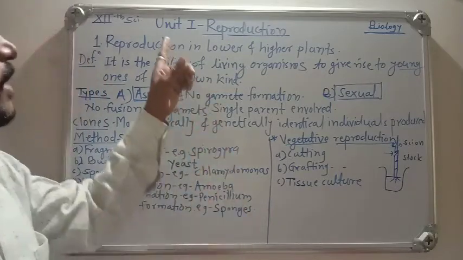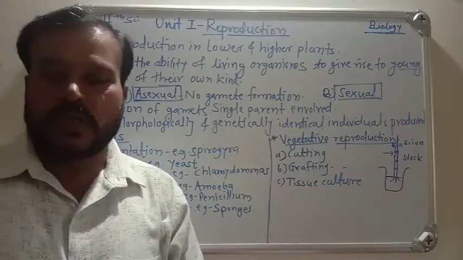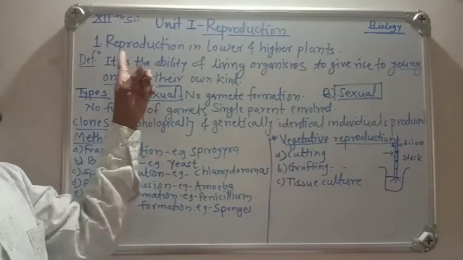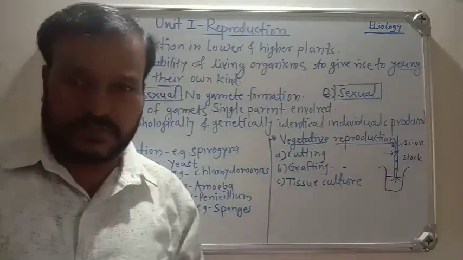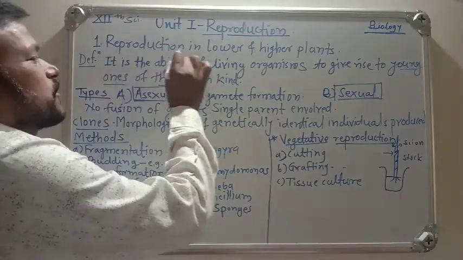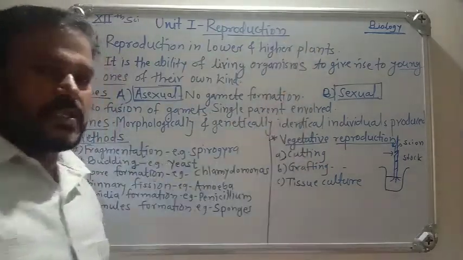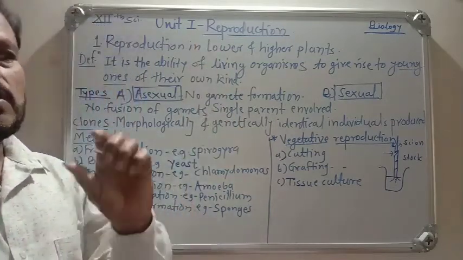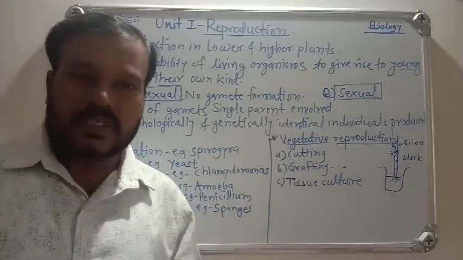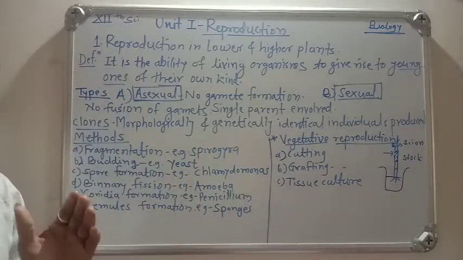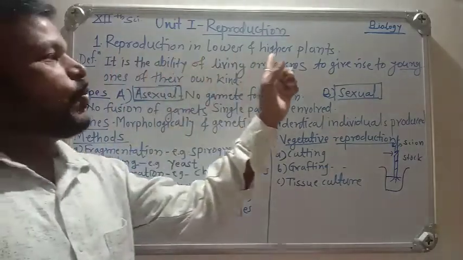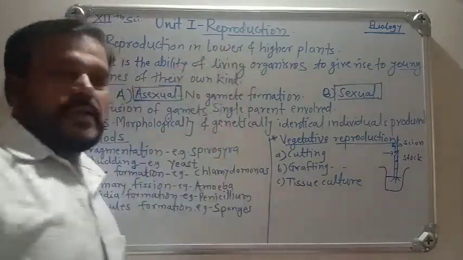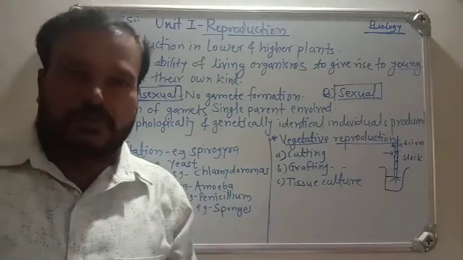Now today we are studying the first unit, reproduction. This unit mainly consists of 2 chapters. That is reproduction in lower and higher plants, and the second one, reproduction in lower and higher animals. Means under this unit there are 2 topics, reproduction in plants and reproduction in animals. We are studying simultaneously. Today we are going to start reproduction in lower and higher plants. Again there are 2 groups, reproduction in lower plants and reproduction in higher plants.